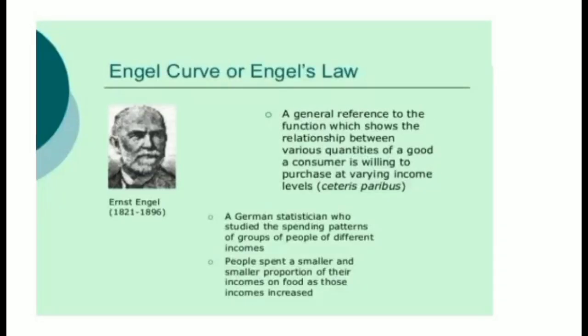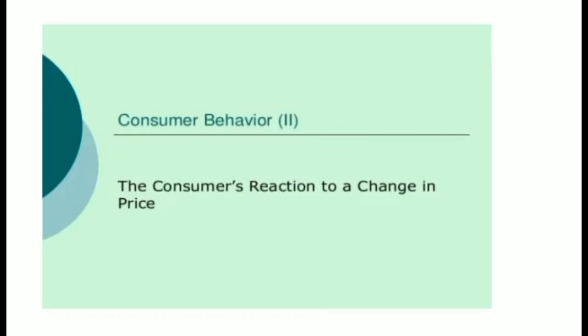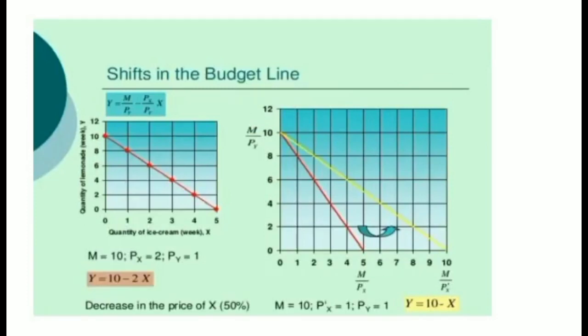So the Engel curve, or Engel's law, is a general reference to the function which shows the relationship between various quantities of a good a consumer is willing to purchase at varying income levels. Ernst Engel is a German statistician who studied the spending patterns of groups of people of different incomes. People spent a smaller and smaller proportion of their incomes on food as those incomes increased. So consumer behavior is the consumer's reaction to a change in price. So shifts in the budget line.